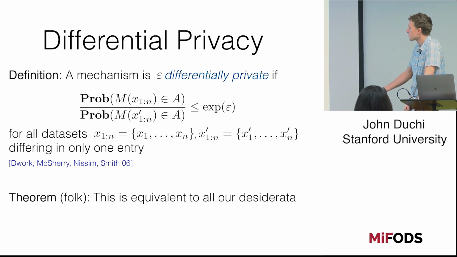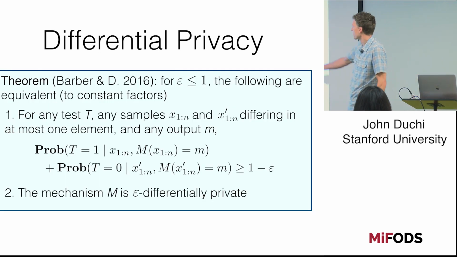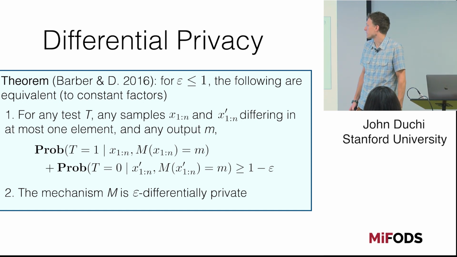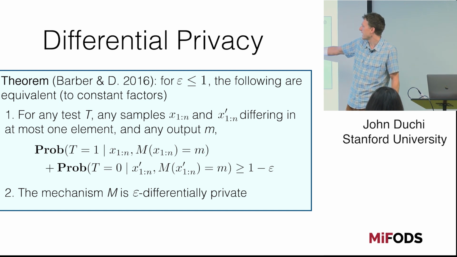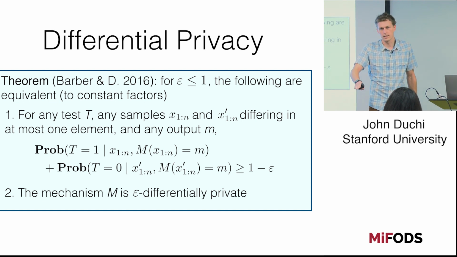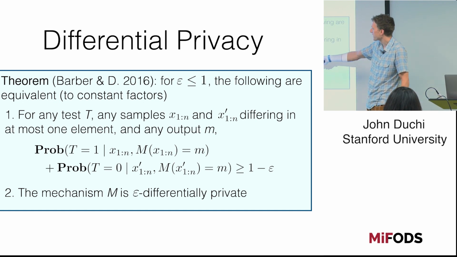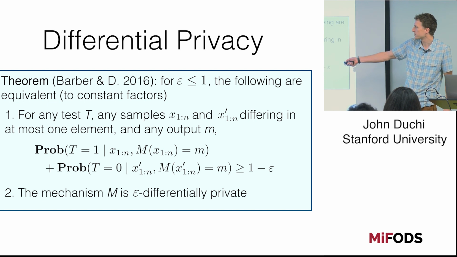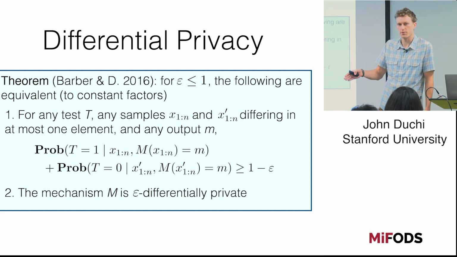So here's one version of making this rigorous. Let's assume epsilon is less than 1 for now. Then the following two things are equivalent for any test you might come up with and any possible pair of samples, x and x prime, that differ only in one element. No matter what output M you observe from your mechanism, the probability that you can test whether data set 1 or data set 2 came, your probability of making mistakes is at least 1 minus epsilon, no matter what the output of your mechanism is.